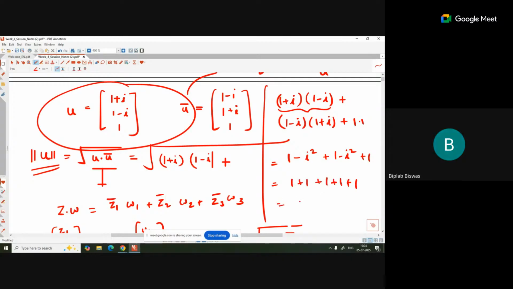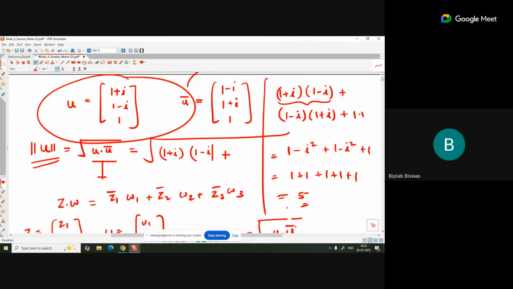Sorry to interrupt. If we do it like this, the first two rows have a complex component, a complex number.